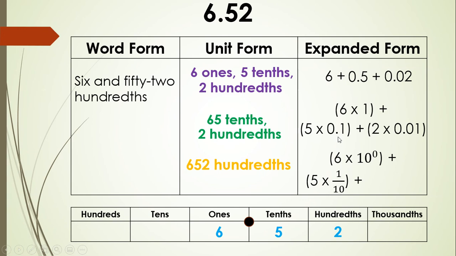Either way is fine. Finally, the 2 is in the hundredths place, so I'm going to write 2 times 100th. Once again, you can write 100th as 1 over 100 or 0.01. Both ways represent 100th.